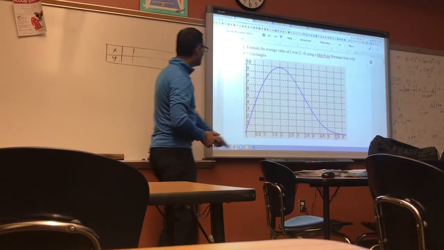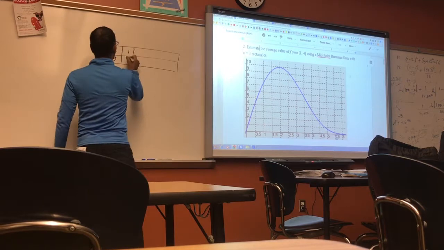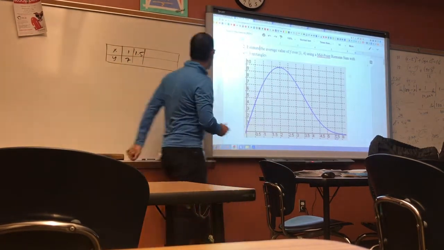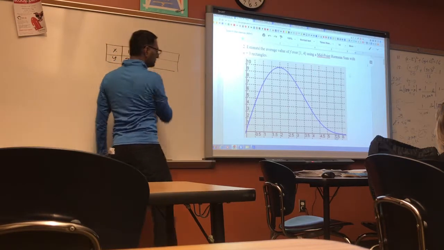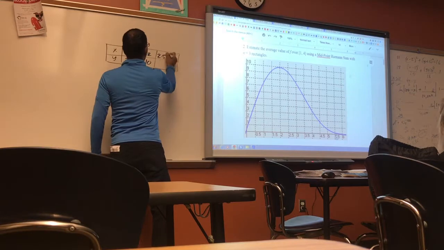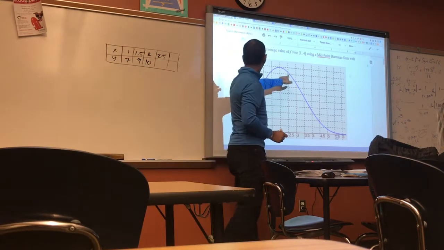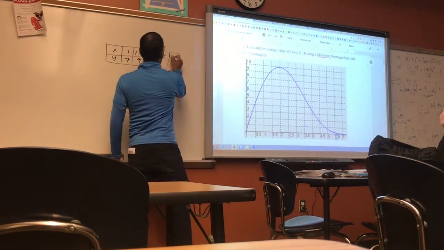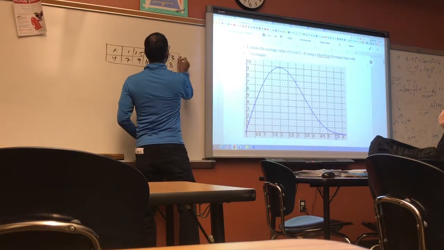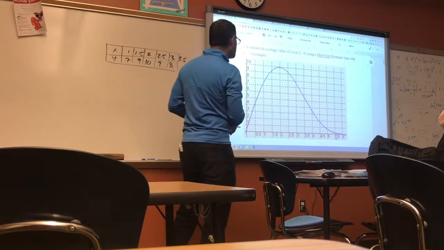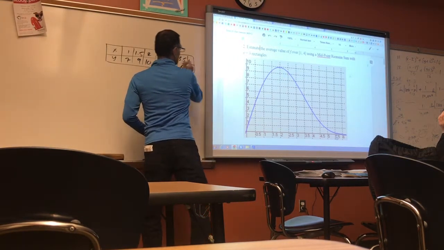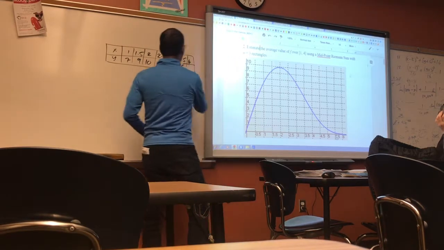So 1 is roughly about 7. 1.5 is roughly about 9. 2 is roughly about 10. 2.5 is roughly about 9 again. 3 is roughly about 8. 3.5 is roughly about 6. And finally 4 is roughly about 3.